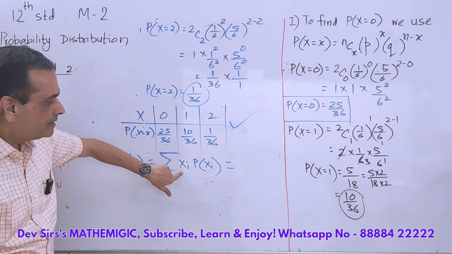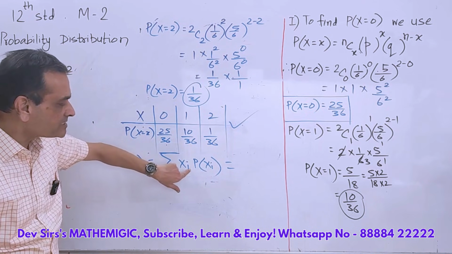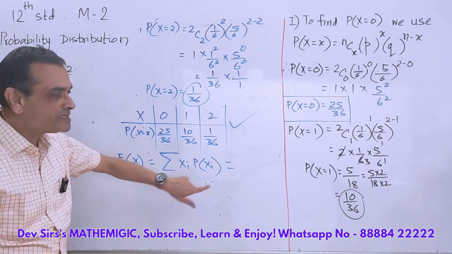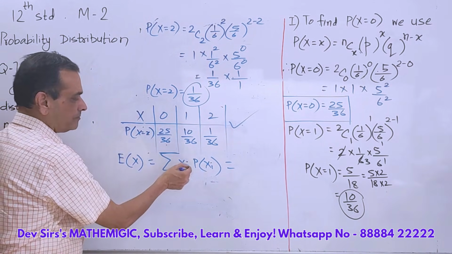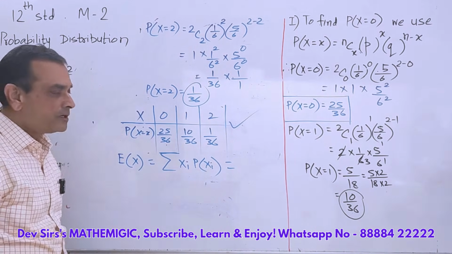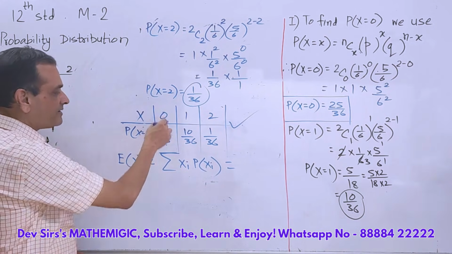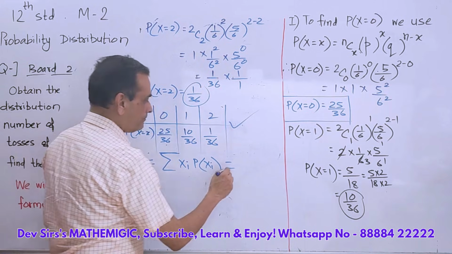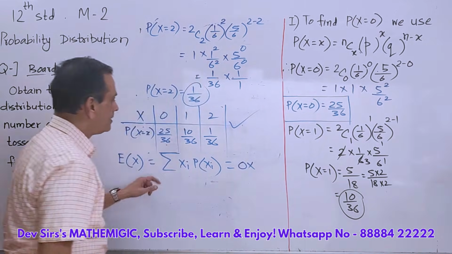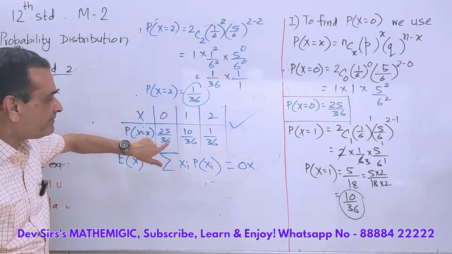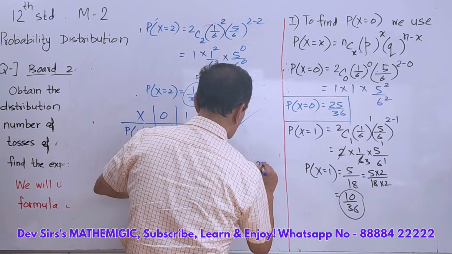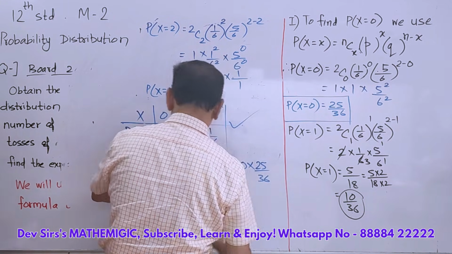Summation means we are going to add the product xi means x1, x0. यहाँ पे x0 means all these values. This is only for the formula. You just have to multiply starting from the first value. See, x means 0. उसका probability क्या है, 25/36. So 0 into 25/36. Clear?